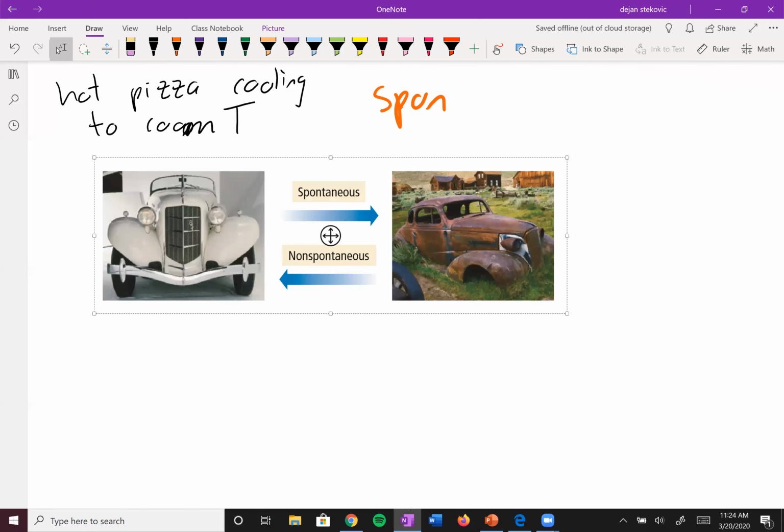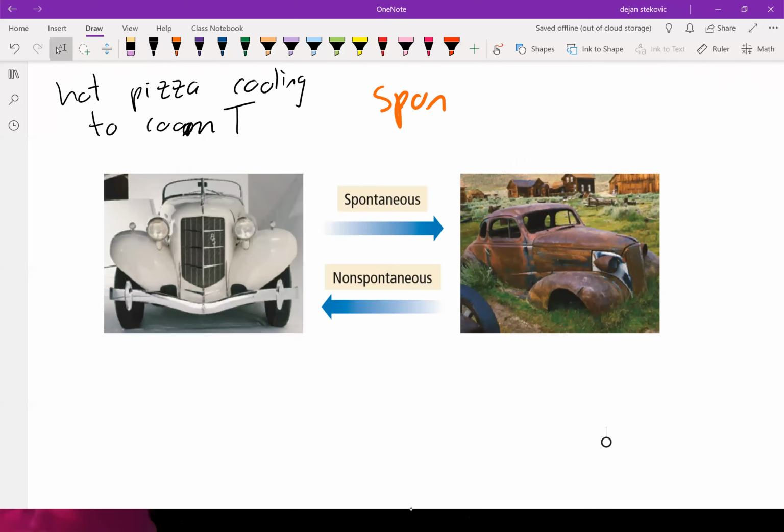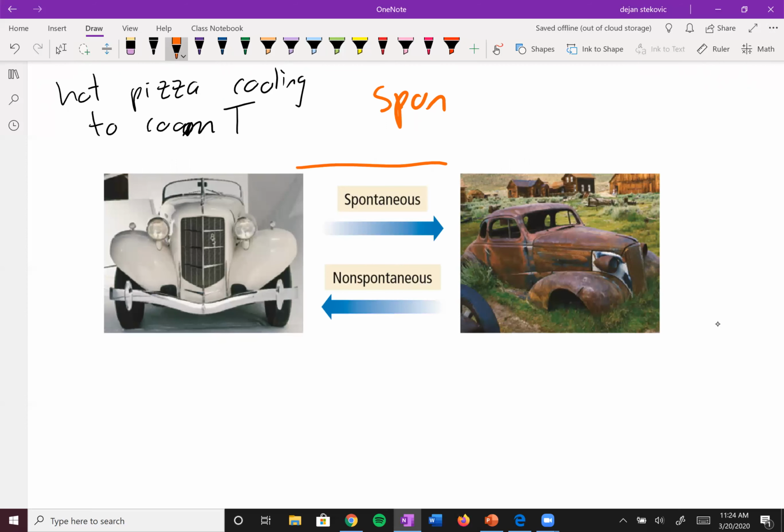So on the left here, we have this kind of nice shiny car, and on the right here, it's all rusted, right? So going from left to right, this is indeed a spontaneous process. The car will rust over time by itself. But if you have a rusty car, it'll never unrust by itself, right? Someone's got to actively intervene in there to make it unrust, right?